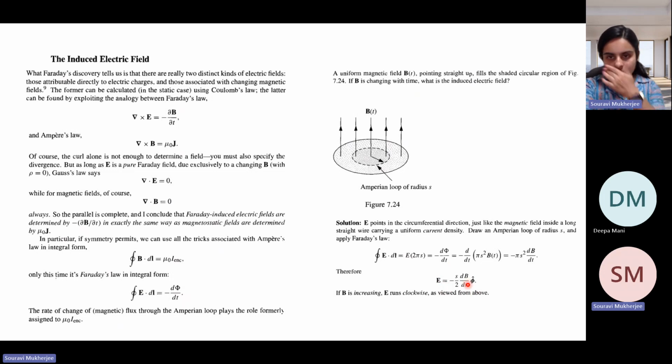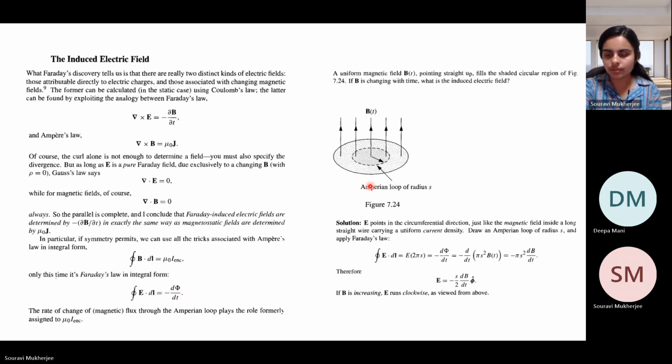This tells you that your electric field is pointing in the circumferential direction, just like the magnetic field. And this minus sign tells us that if at some point of time the magnetic field is increasing, then the direction of the field will be such that it tries to decrease the flux, it tries to decrease the change. If it is opposite, the opposite thing happens. That comes from Lenz's law.